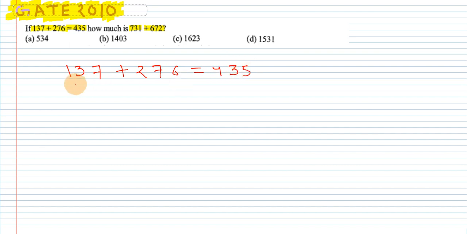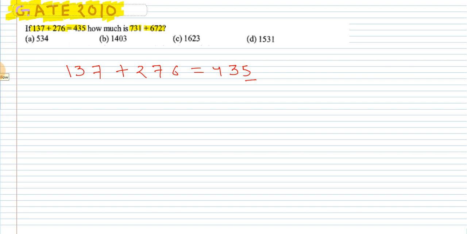If you add this value, meaning 137 plus 276, we will not get 435. Look at it, 7 plus 6 will be 13, so here it should be 3, but it is 5. So this plus sign has no significance, meaning it is not doing the addition. So here is something different, and what is this? We have to decode this.